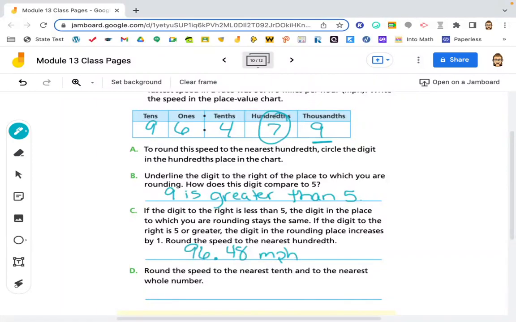Then it says round the speed to the nearest tenth and to the nearest whole number. So the tenth would be here. 7 is greater than 5. So we're going to do 96 and 5/10 miles per hour, again, everything after the place value we're rounding to stays off. So then we go to the whole number. So this one right here, our 4 is less than 5. So that means that the ones place stays the same. So it'd be 96 miles per hour.